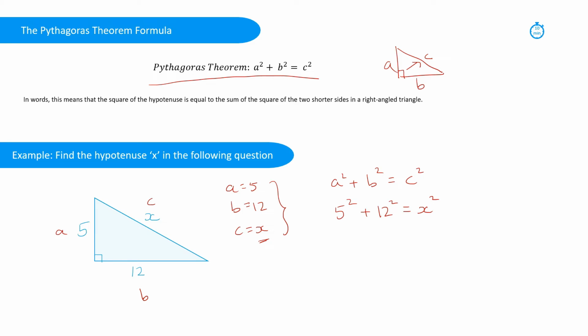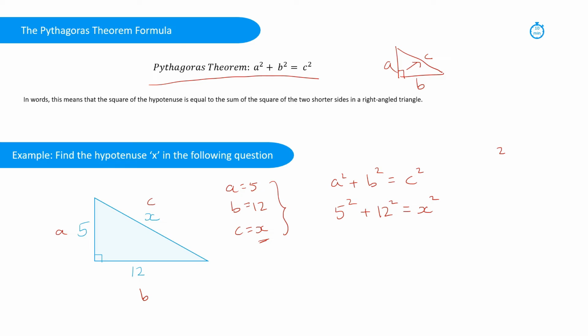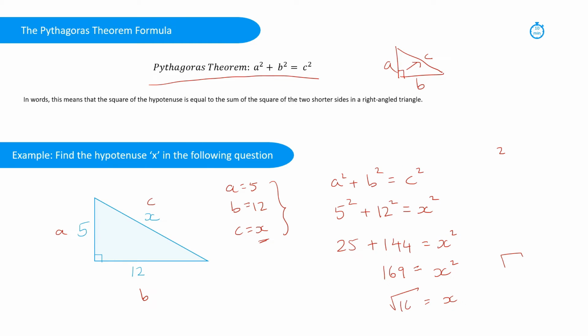Now on your calculator as well, you'll see a little button that says a little square sign, and you can press that to do 5 squared, which is really 5 times 5. So 5 squared, that's 25, plus 12 squared, so that's 12 times 12, which is 144 equals X squared. 25 plus 144 is 169 equals X squared. And now to get X, we need to square root on both sides. So X will be square root of 169, and that is X equals 13. So we know that the hypotenuse X is 13.